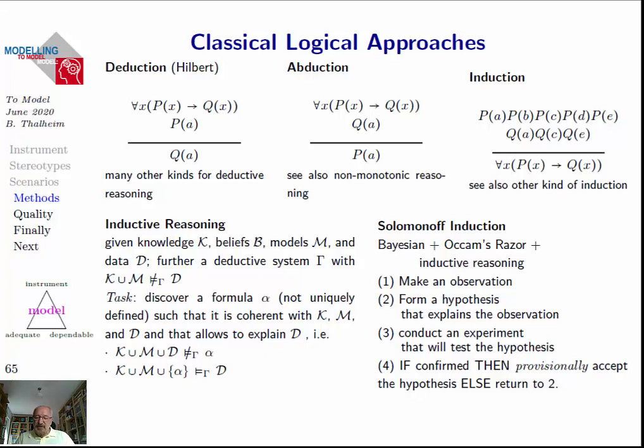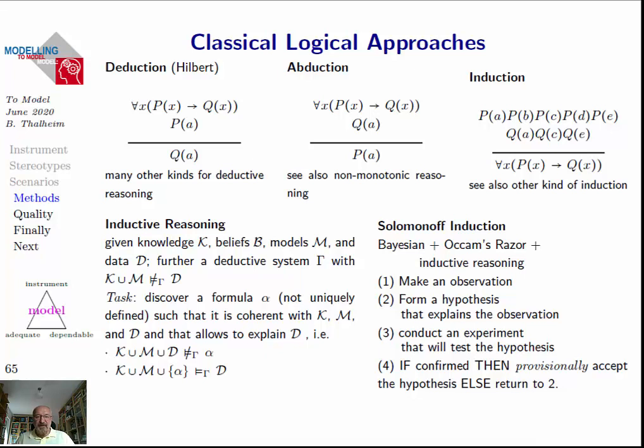In this case you go with making an observation, forming a hypothesis that explains the observation, and you conduct an experiment so that you will test the hypothesis. If it's confirmed, then provisionally accept the hypothesis, else you can revise the hypothesis.